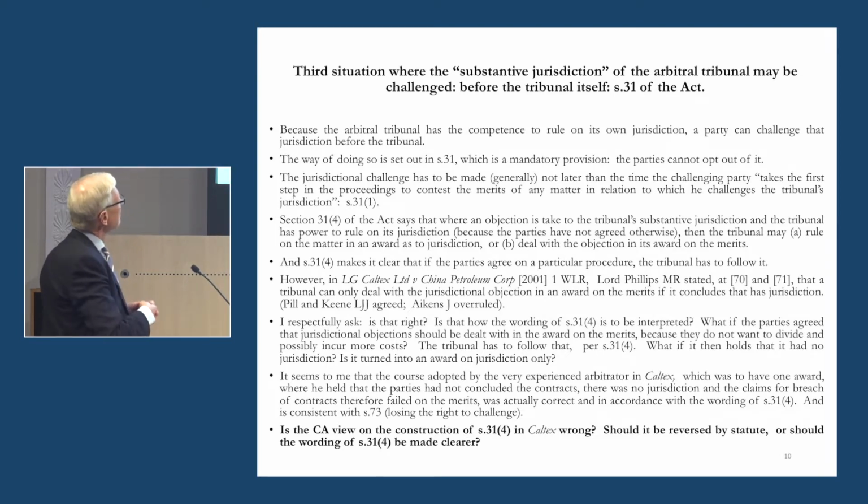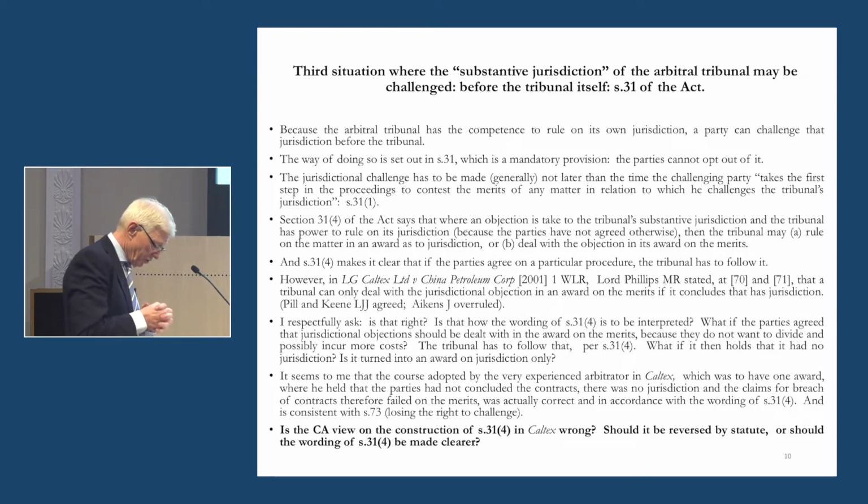However, in this Caltex case, Lord Phillips, my learned pupil master, stated that the tribunal can only deal with the jurisdictional objections in an award on the merits if it concludes that it has got jurisdiction. So that means that if it decides it hasn't got jurisdiction, the award that it makes has to be only an award on jurisdiction. So, being very challenging, I'm going to respectfully ask, is that right? Is that the correct interpretation of Section 31.4? And what if the parties agreed, as I've just suggested, that they should do everything on the merits?